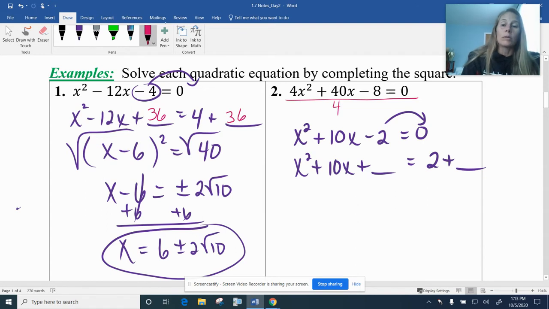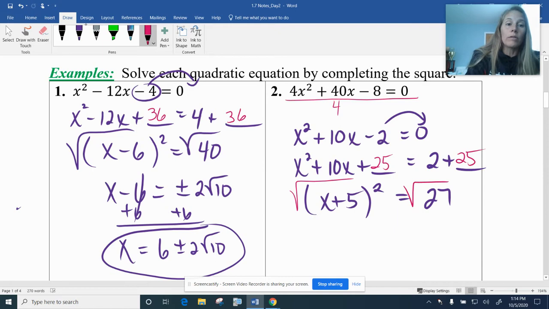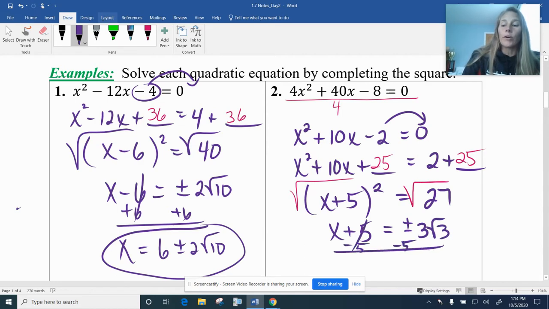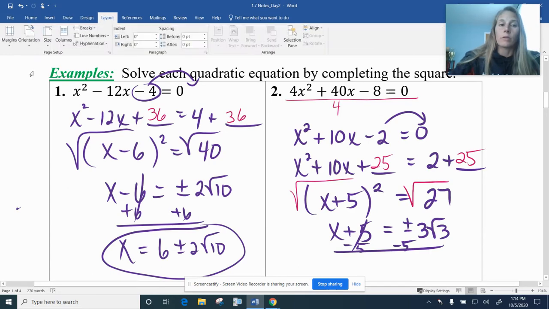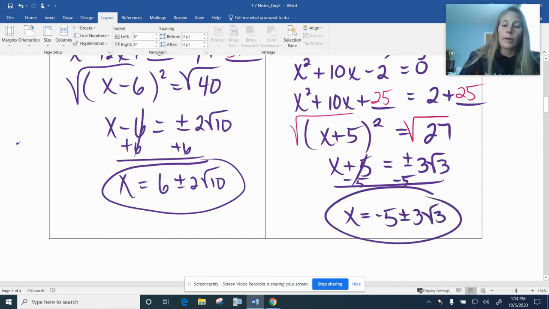Okay, so now 10 divided by 2 is 5. 5 squared is 25. We're going to factor this out now. So (x + 5) squared, and over here I have 27. Now I can use my square roots to solve. So x plus 5 equals positive or negative 3 radical 3. Move my 5 over. And then I have x equals -5 plus or minus 3 radical 3.